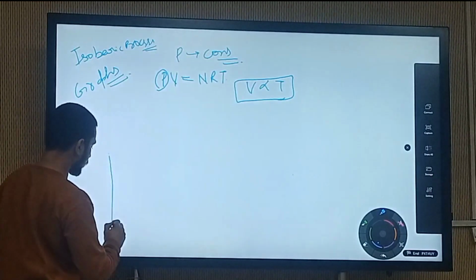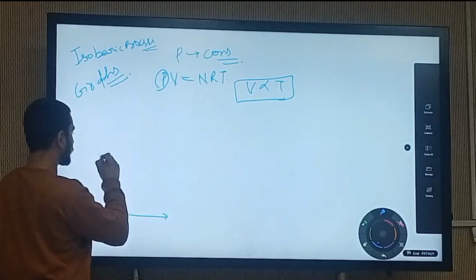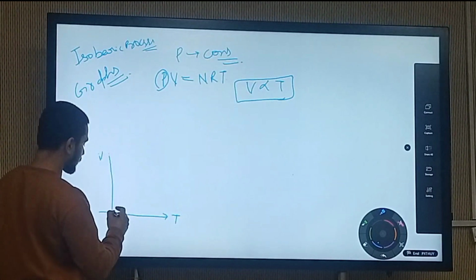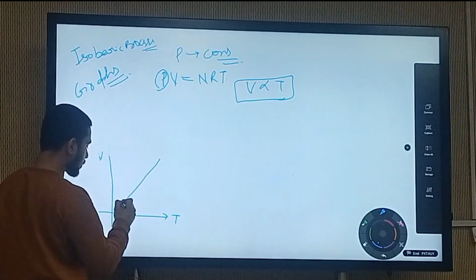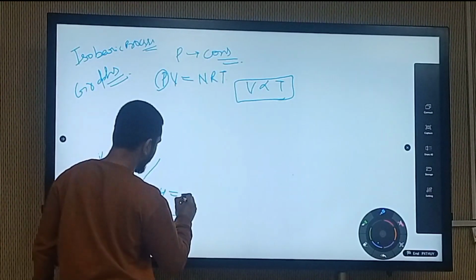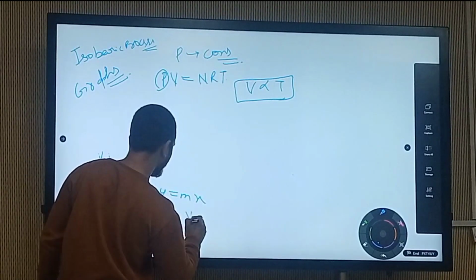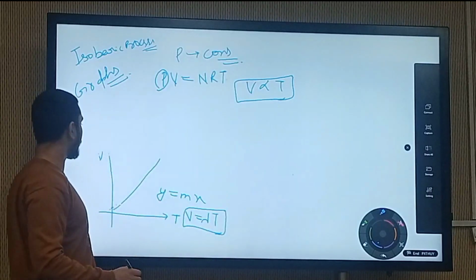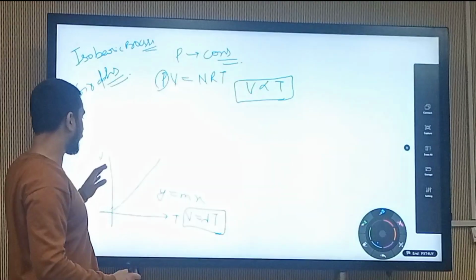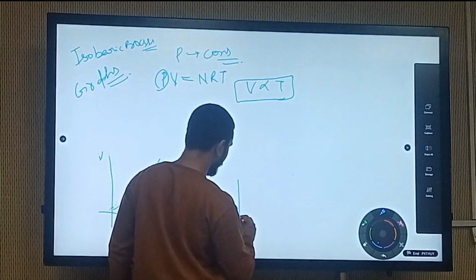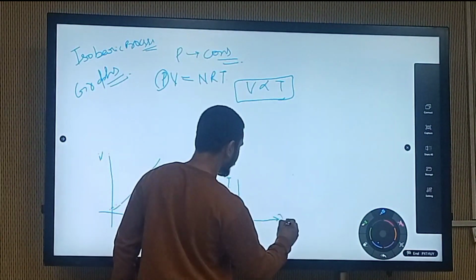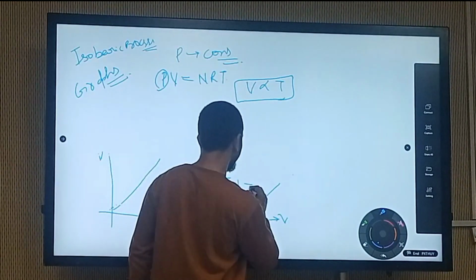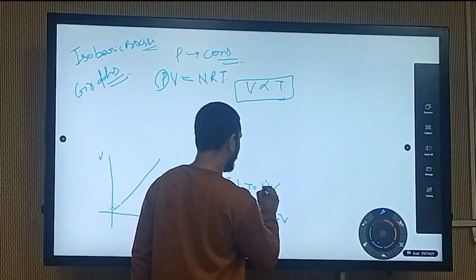So the graph of volume versus temperature, with volume on the y-axis and temperature on the x-axis, will be a straight line passing through the origin. Y = mx kind, or V = λT. So this will be the type of graph for the isobaric process, the VT graph. And the TV graph is the same, also passing through the origin. So T = λ'V.